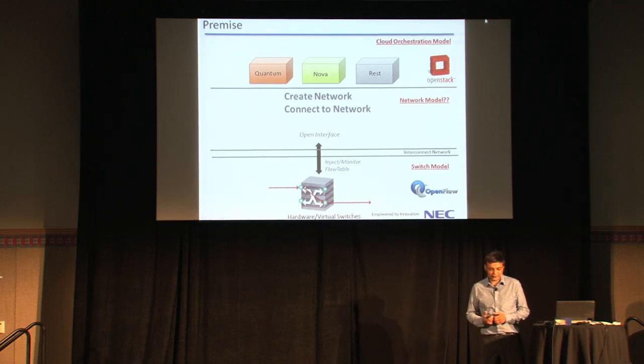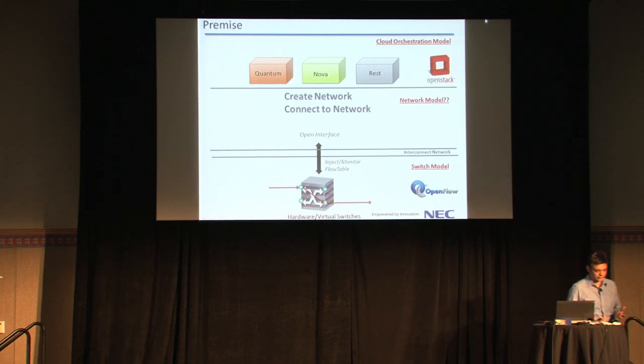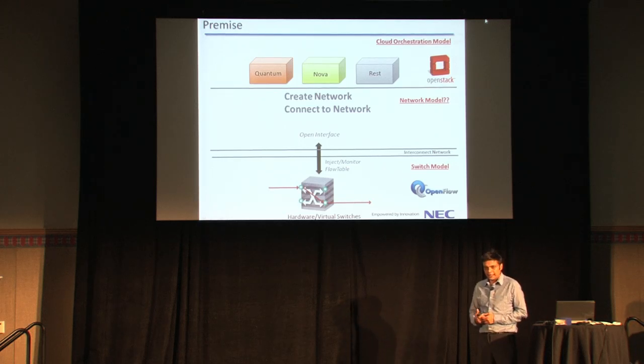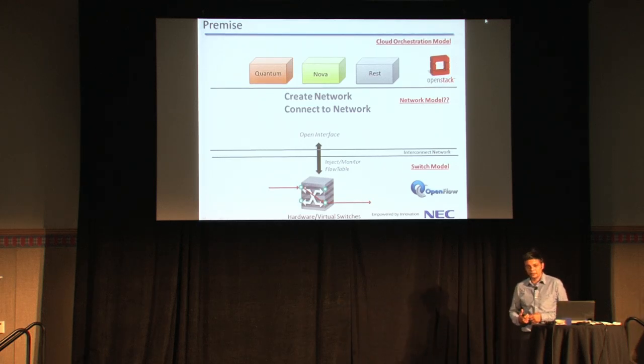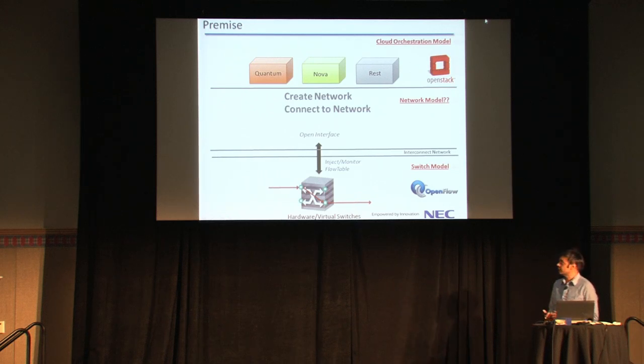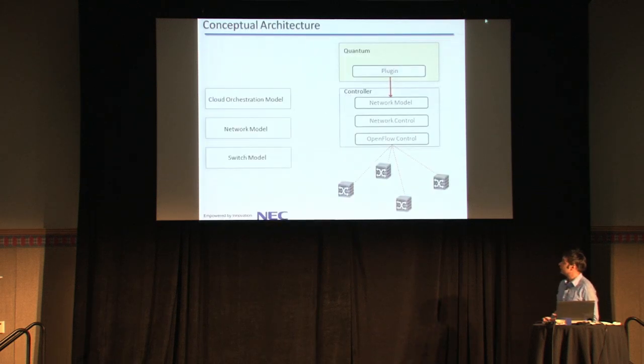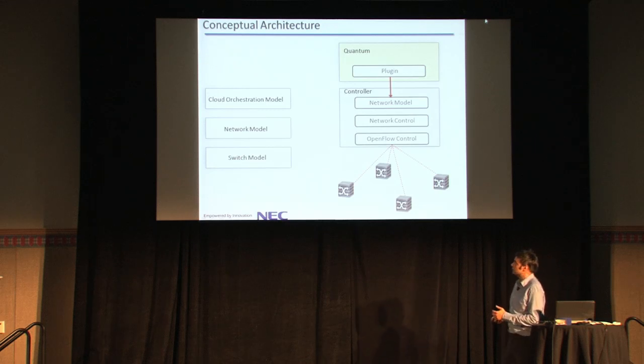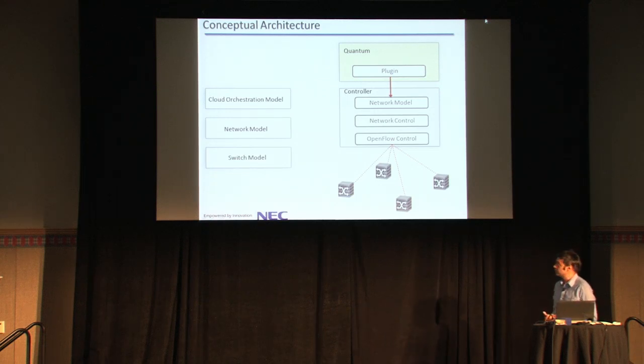And in a simple sense, a network model means, as you all understand, a service to create a network and to attach my instances or VMs to the network in an automated way. So the question here is, what is the appropriate network model which connects these two parts? So in a conceptual architecture, you need a network model, and that connects the orchestration model, so the orchestration model can help to provide this type of service or consume it.